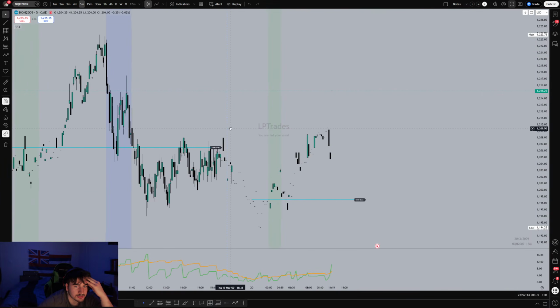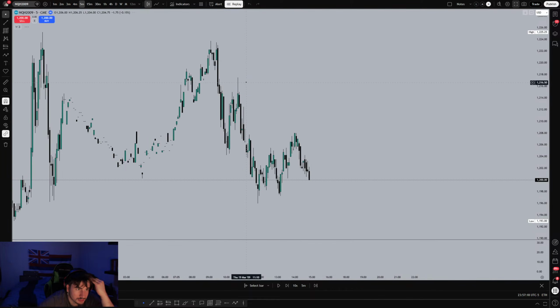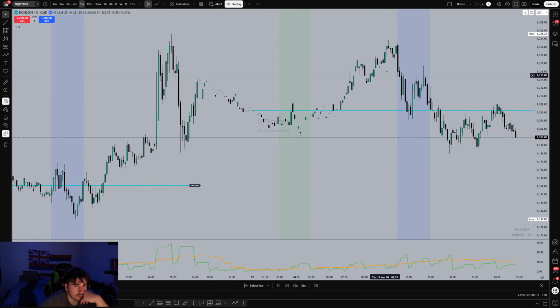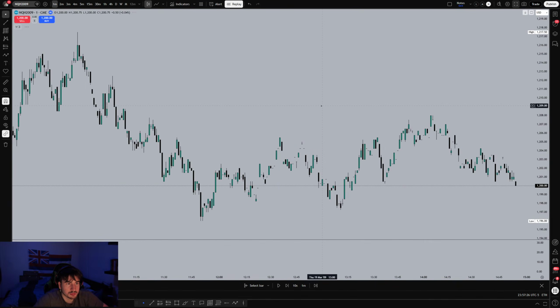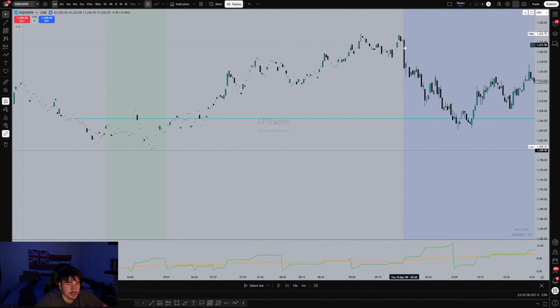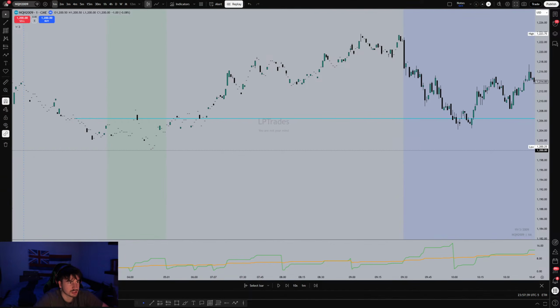Like look at this. We manipulate higher, drop down to a lower time. I'm just scared that the markets are gonna return. Like, actually, I don't think so. No. Let me ask chat. Hold on. Let's ask chat something.